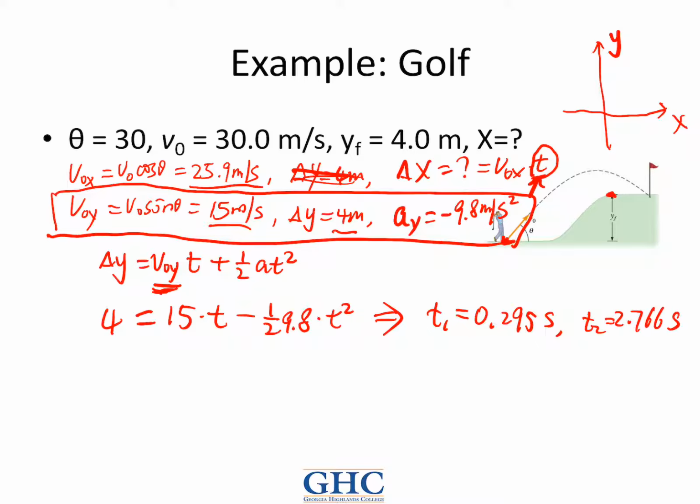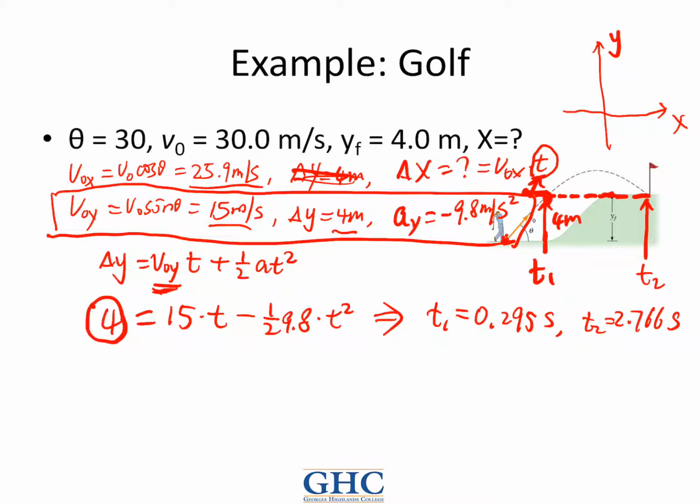Which totally makes sense, because you just dictate the time it takes for the golf ball to have a displacement of 4 meters in the y direction. There are two instances where the golf ball has a displacement of 4 meters in the y direction. This corresponds to our solution T1, and this corresponds to our solution T2.